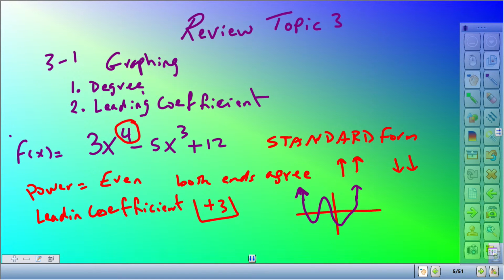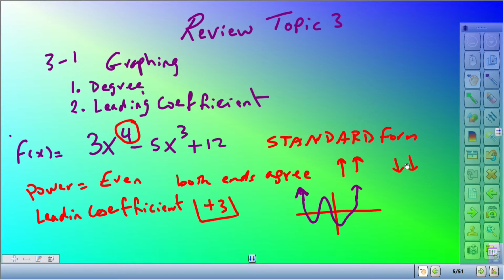Topic 3 begins with the idea of graphing polynomials. At the beginning of topic 3.1, we basically have to know a couple of things for this section. You need to look at the degree of the polynomial and the leading coefficient. The degree tells you if the endings will agree or not. If the degree is even, both endings will agree. They go together in pairs, so either both endings go up, or both endings go down.